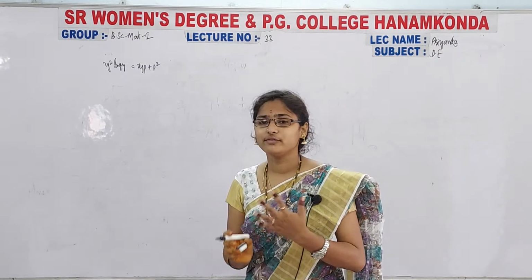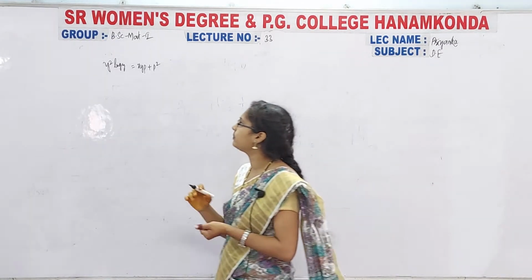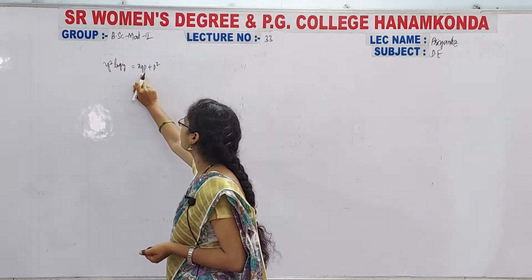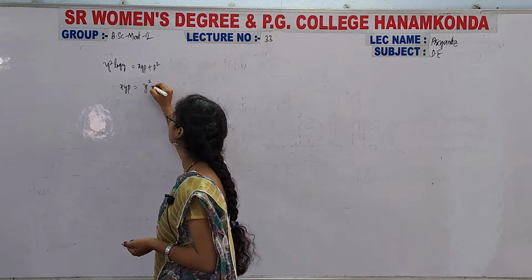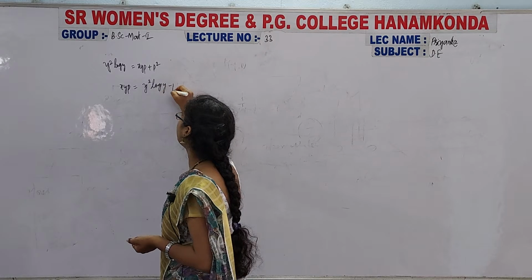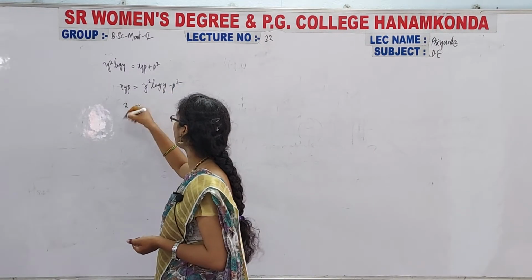First of all we have to write the x value in terms of y and p. Where do I have x? Here only. So now what I am doing is: xyp is equal to y square log y minus p square. Now I am taking x here and taking yp to this side.